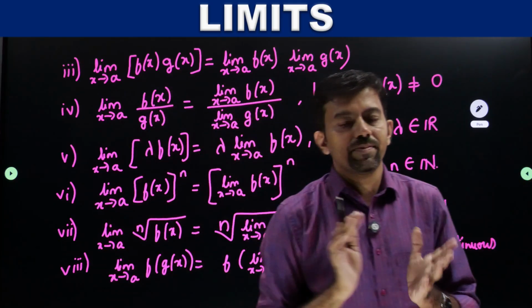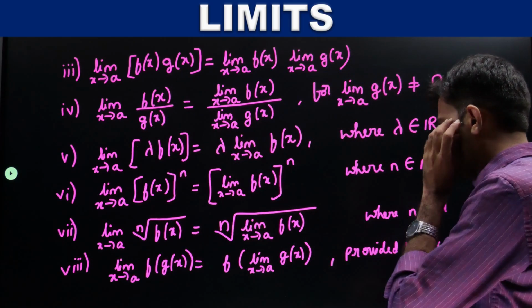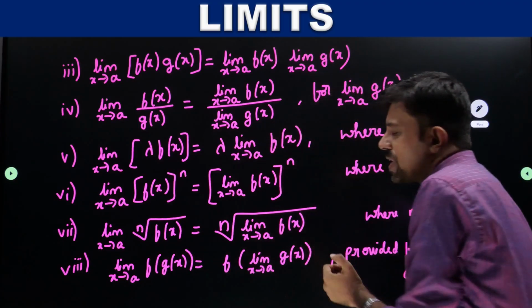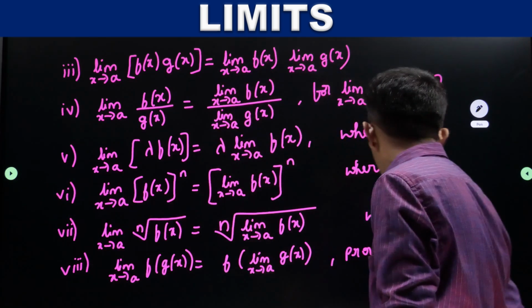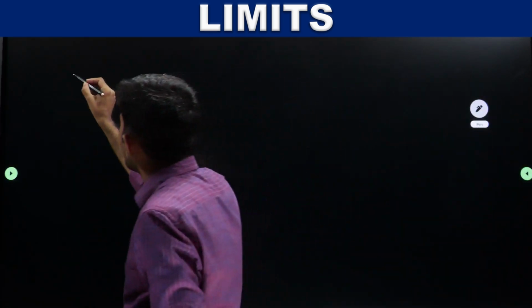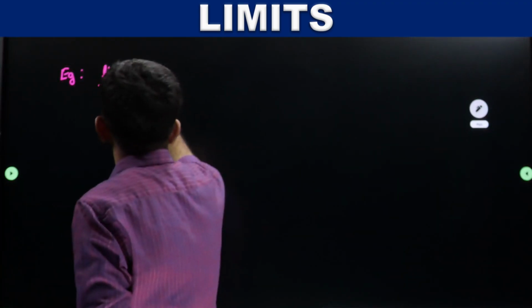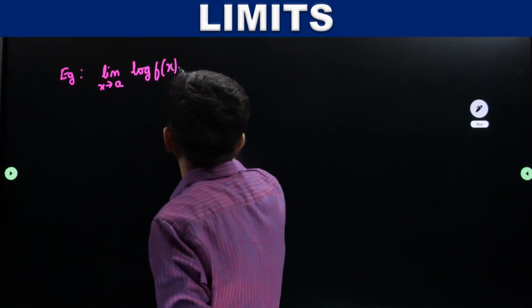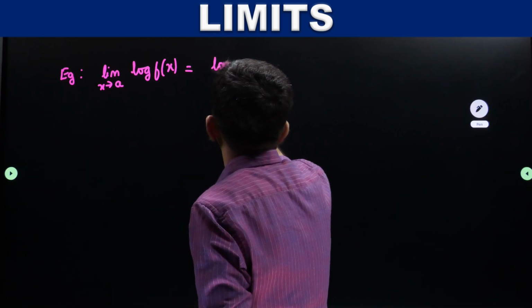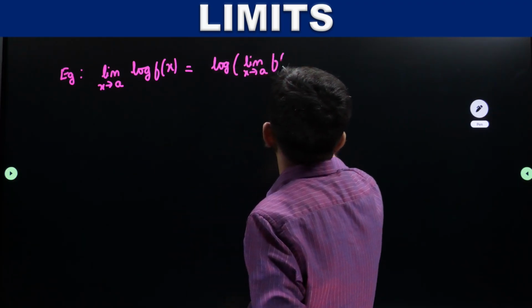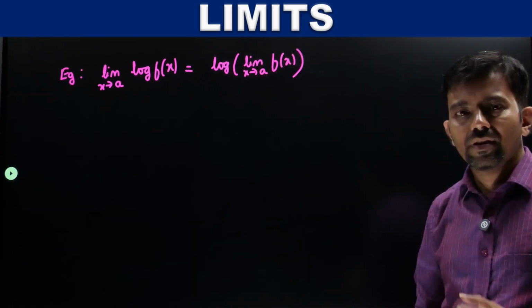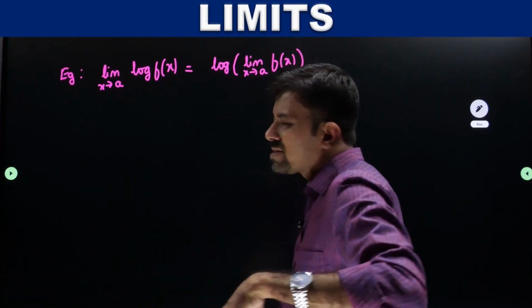So all these things, algebra of limits. Example for this composite function I can give. Limit x tends to a log of f of x is log of limit x tends to a f of x. This could be written as log of limit x tends to a f of x. Example is given. So f of x is positive number.